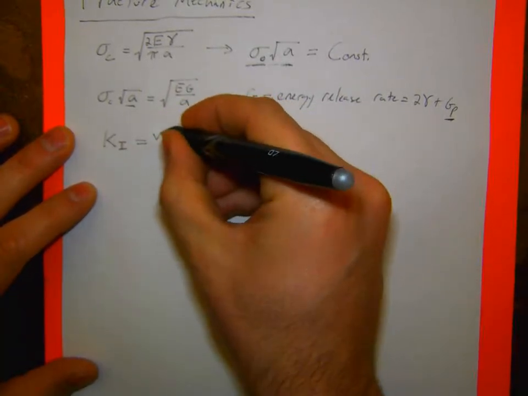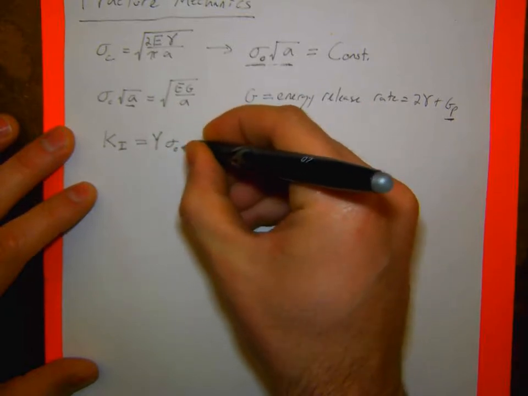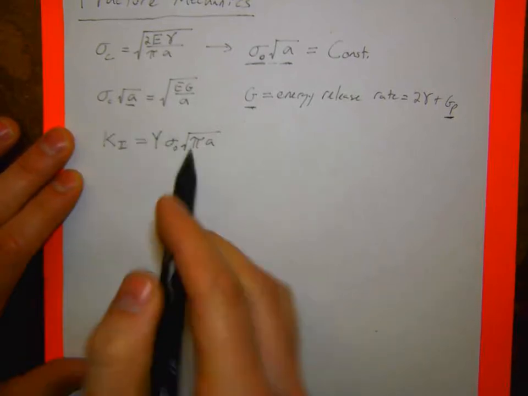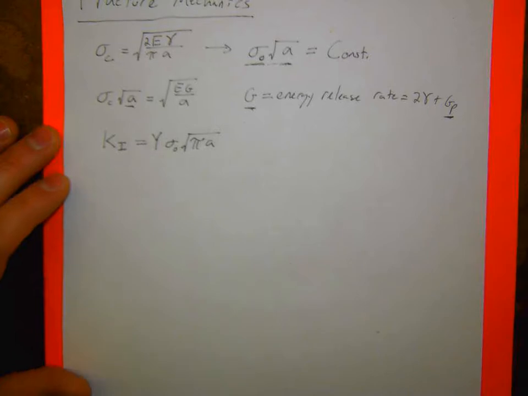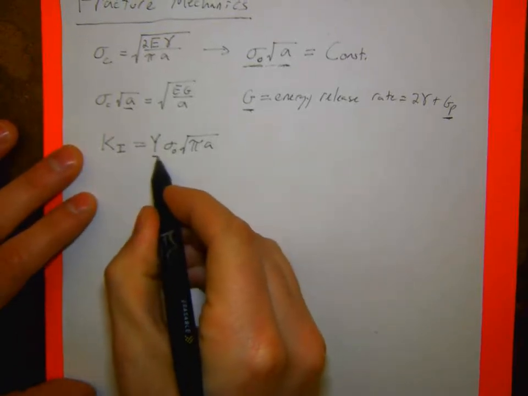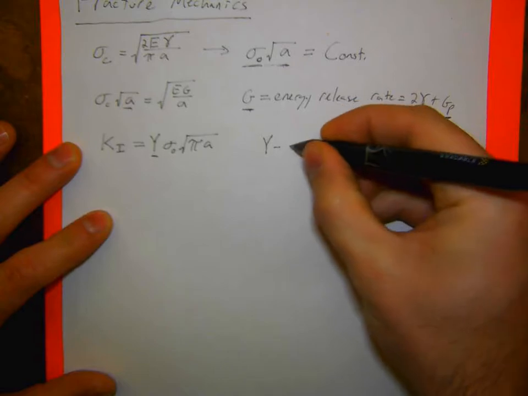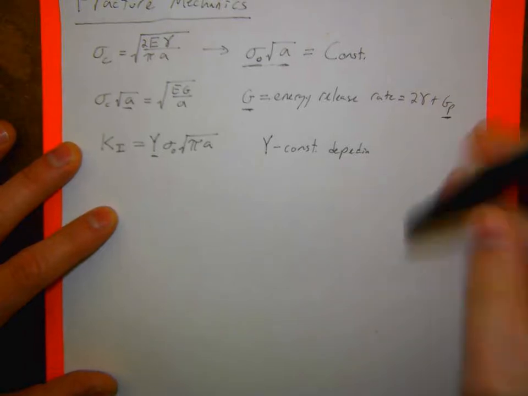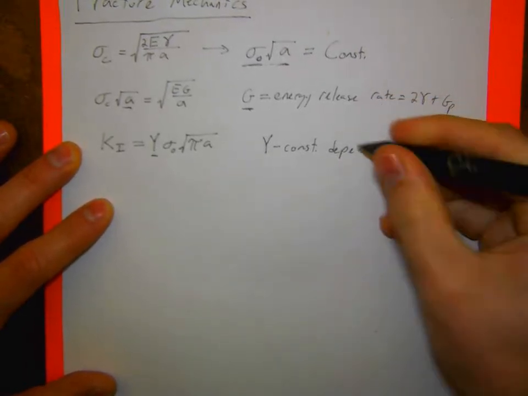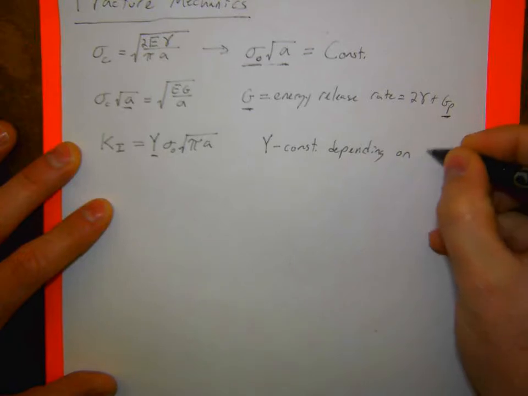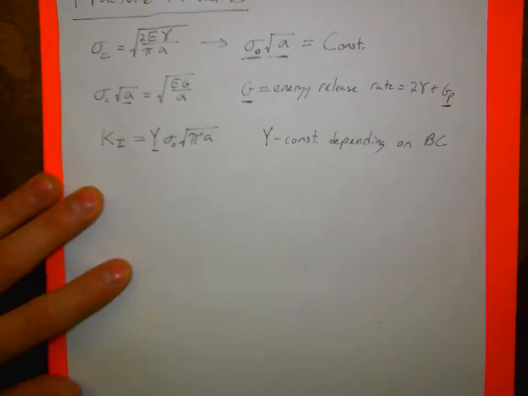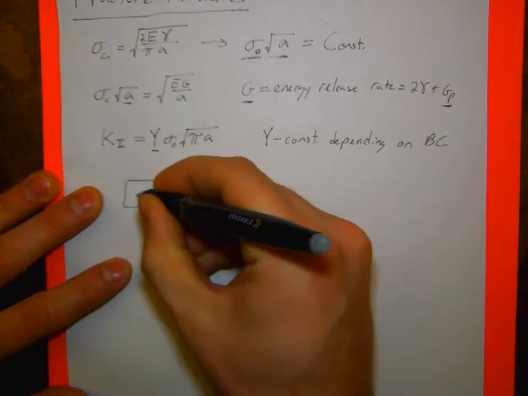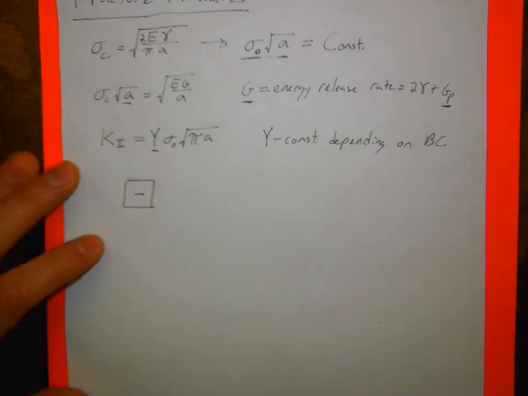So here I'm going to add an extra term: K = Yσ₀ square root πa, where I have that σ square root a term. I'm going to throw a π in there because it makes it convenient mathematically later. And then this Y is a constant depending on boundary conditions. So for example, a lot of the problems we look at will have a center notch crack. So we'll have some crack, let's make this bigger.